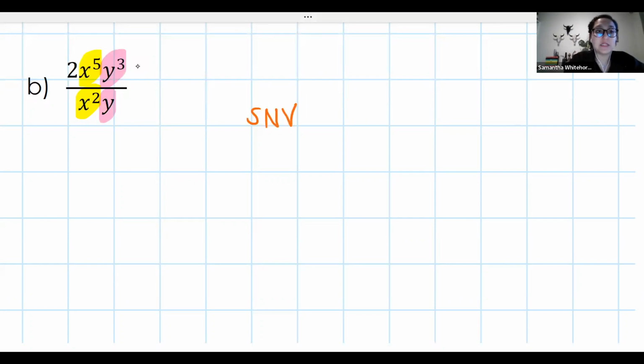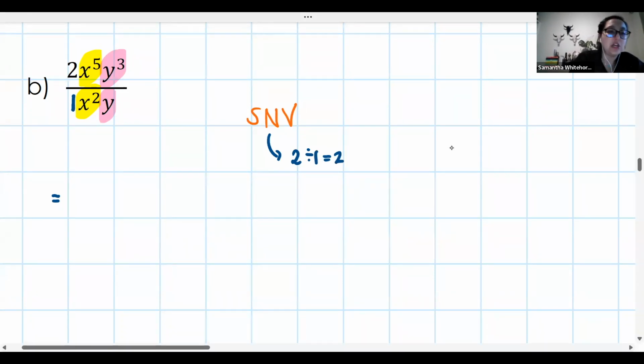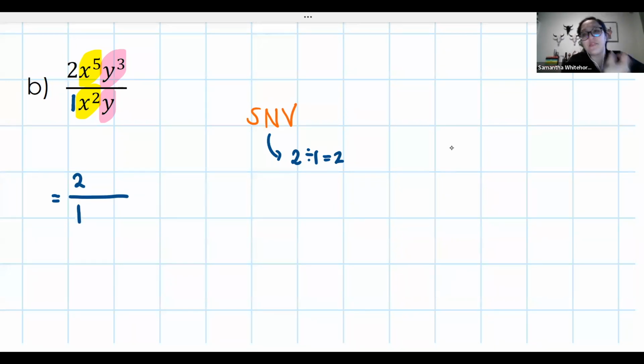So if I start with signs, I've got a positive divided by a positive. My answer is going to be positive. I've got no issues there. Then I move on to my numbers. Now remember, guys, there is actually a coefficient of 1 here. So in terms of my numbers, I'm saying 2 divided by 1, which we all know is 2. So my fraction in terms of the numbers simplifies to 2 over 1. You don't have to write the 1 there, it's up to you, but it simplifies to a 2.